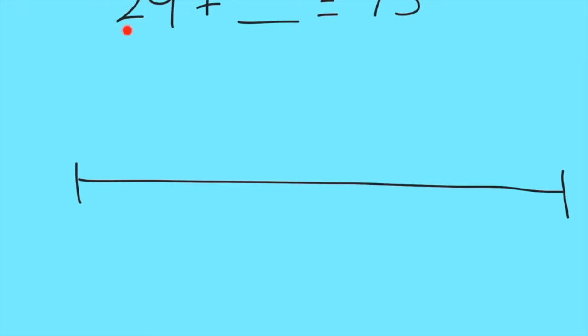So I can write in the first number and I can write in the last number, and I'm going to do that now. 29 is going to go at the start of my problem, and 73 is going to go at the end because I know that that is where I'm going to end up. I have to figure out my jumps now. So the first thing I'm going to do is jump up to a tidy number. The next tidy number from 29 is going to be 30. So I'm going to make that my first jump on my number line.